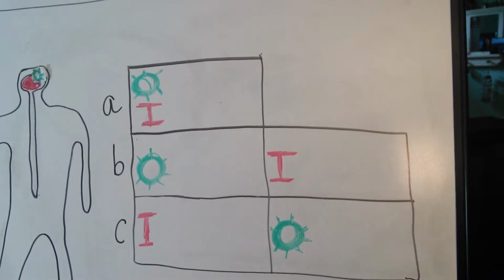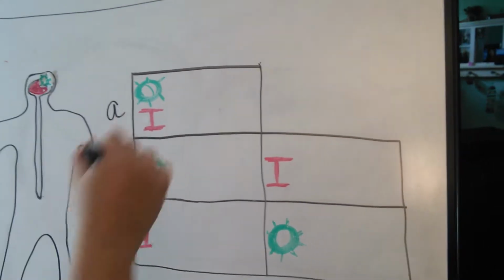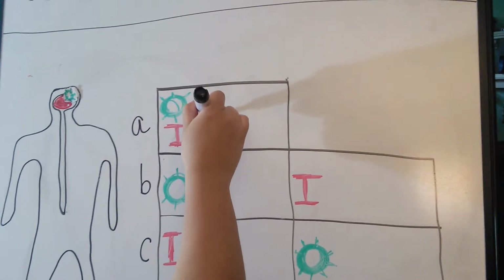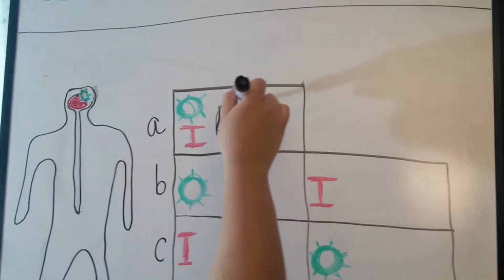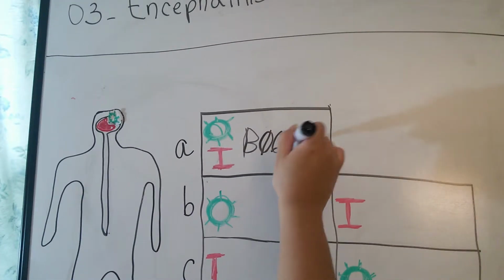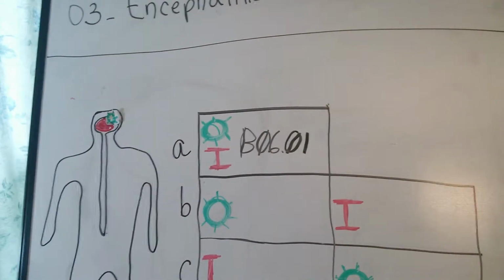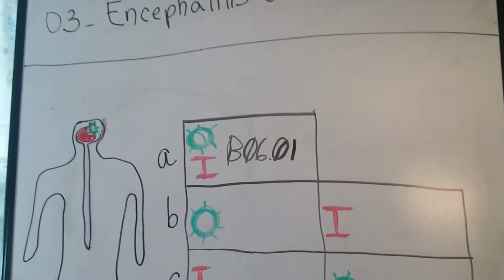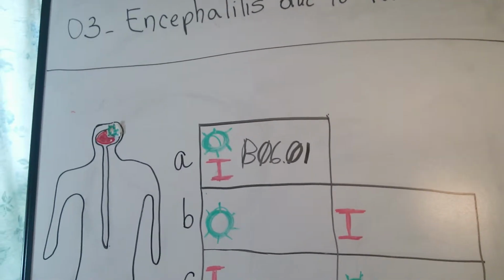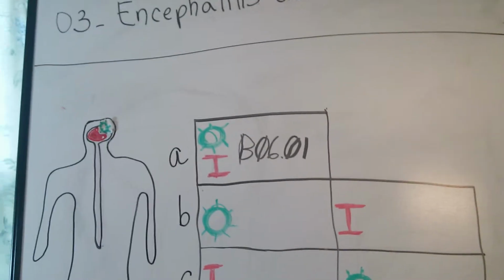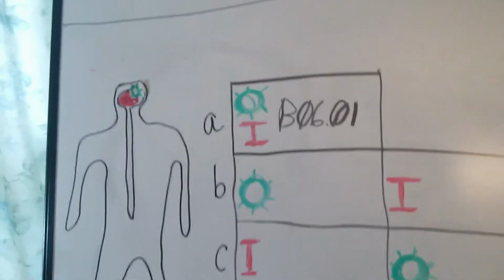So can you write the code there? B06.01. That is a combination code. It represents the bug, which is the green circle, and the infection, which is the red eye. Okay? But now, we still have to check it in the tabular. So that's what Stephanie is going to do right now. I'm going to check it in the tabular.